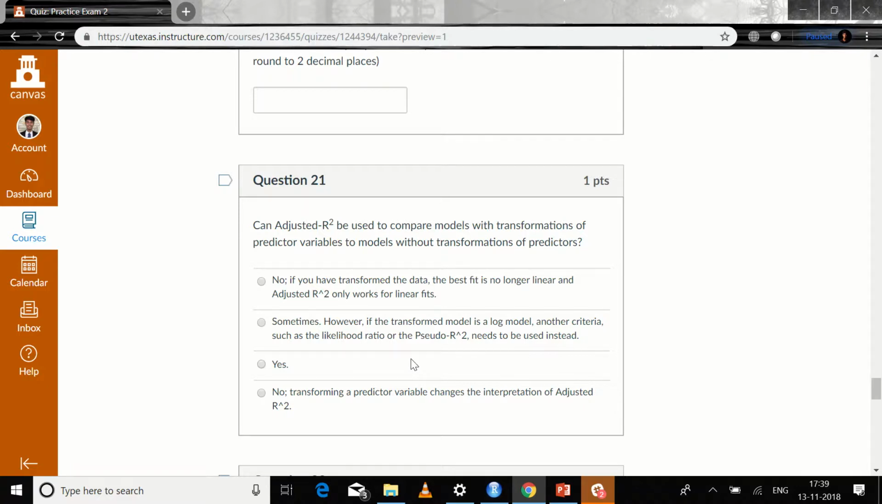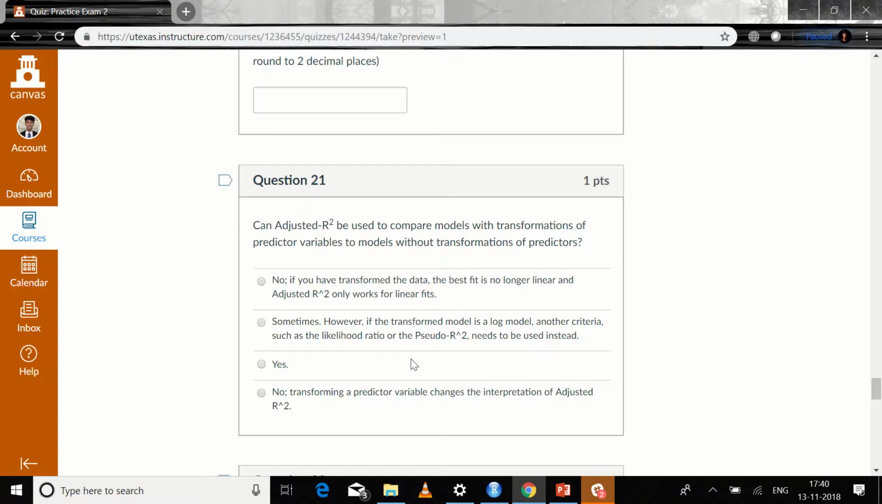Right. You can transform y all day long, but you cannot compare a model where your response is y and a model where your response is log of y using R squared, because the scale has been changed. That changes the way your R squared is calculated.